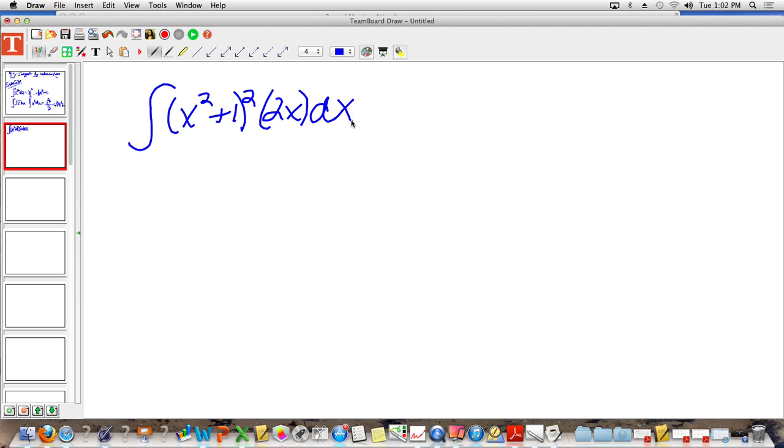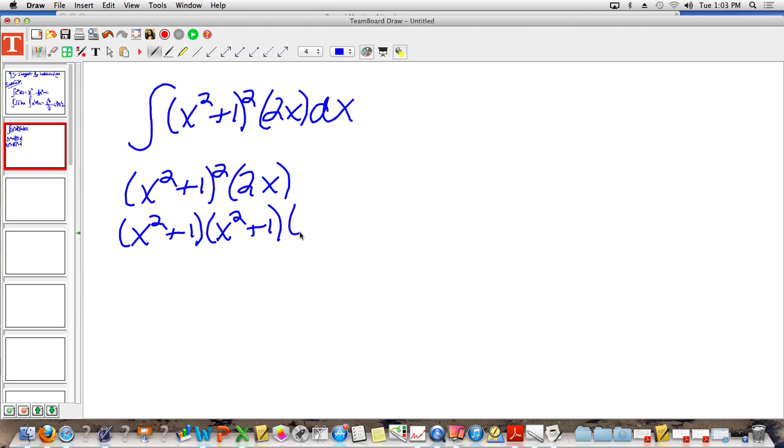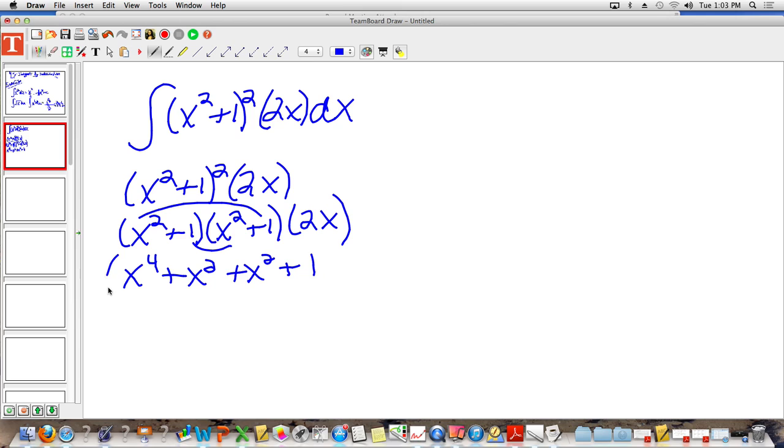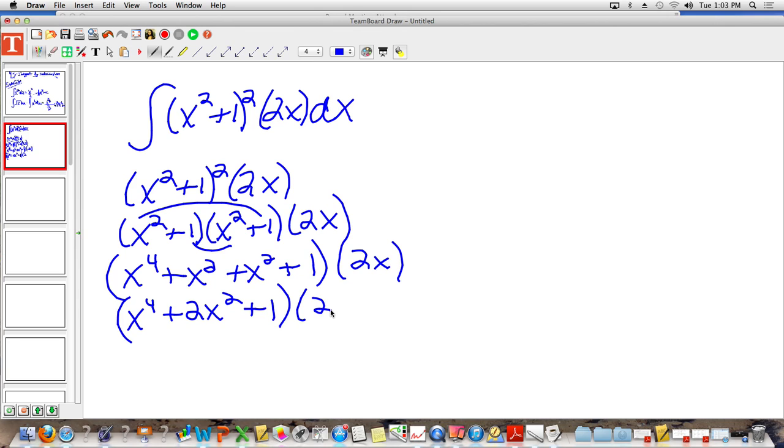If I were to clean this up, x squared plus 1 squared times 2x really means x squared plus 1 times x squared plus 1 times 2x. Do you agree? FOIL this, you would get x to the 4th power, x squared times x squared. And then you do x squared times 1. By the way, for those of you that are frantically taking notes right now, you probably don't have to write this part down because I'm just showing you how something works. If you want to, by all means do it, but it's not necessary. X squared times x squared is x to the 4th. X squared times 1 is x squared. 1 times x squared is x squared. 1 times 1 is 1. You still with me? Multiply by 2x. Clean this up. You get x to the 4th plus 2x squared plus 1 times 2x.